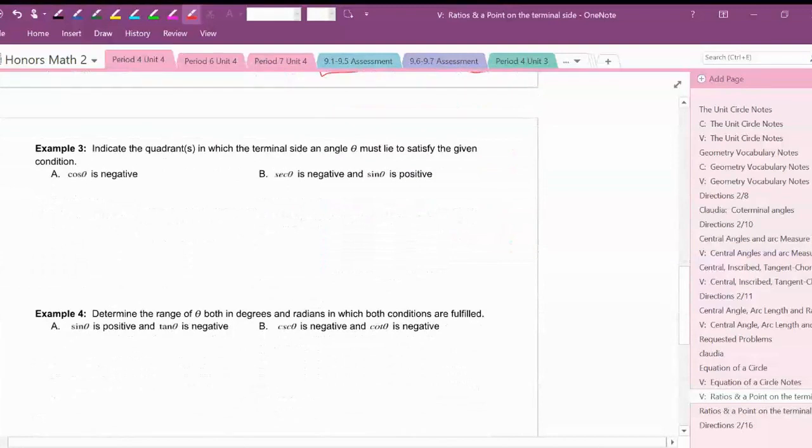Okay, our next example is going to be like we started the previous one. We want to know in what quadrant or quadrants would the terminal side of an angle theta lie in to satisfy the given condition. So cosine is negative in either quadrant 2 or quadrant 3. Again, sketch for yourself. All Students Take Calculus.